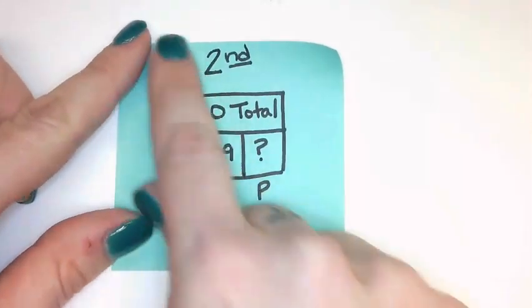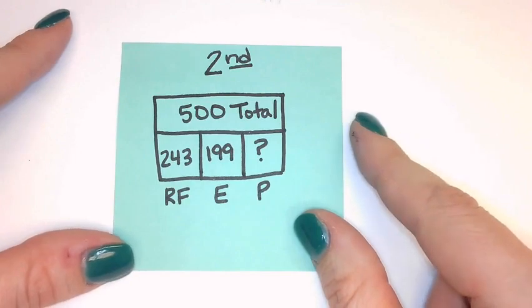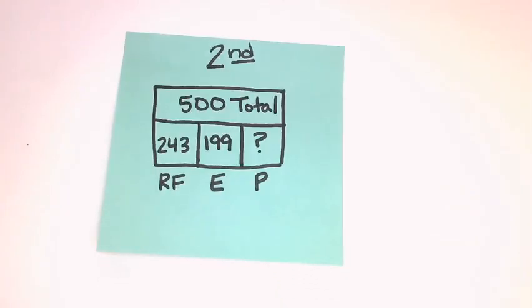When we get to second grade, it's a really big jump in a lot of different ways. So in second grade, they have to add and subtract up to 1,000, but it also has multi-step problems. So in this problem, at the library, there are 500 total books. There were 243 realistic fiction books, 199 expository books, and the rest were poetry. How many books were poetry?